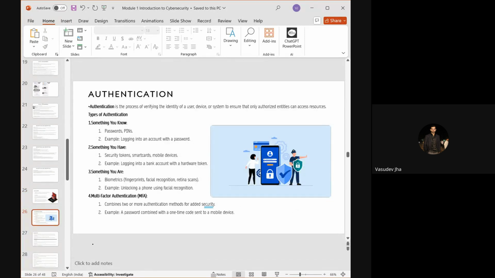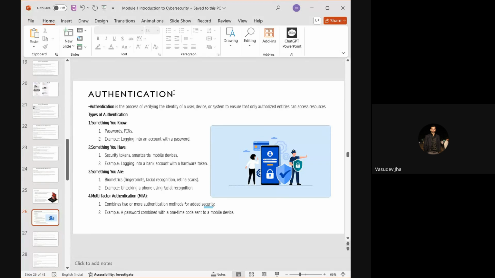And then in cybersecurity, we have authentication. It is a process of verifying the identity of a user, device, or system to ensure only authorized entities can access the resource. In authentication, we have multiple types. First, we have the simple authentication system, that is a password. Then we have two-factor authentication, three-factor authentication, and multi-factor authentication.